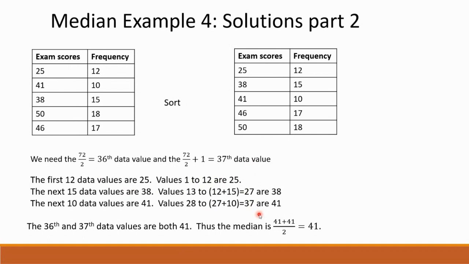The next 10 data values all equal 41. So what is that? That's 28, 29, up to 27 plus 10, which is 37. So those data values all equal 41. Before we would keep going, but here we can just stop because the 36th and 37th data values both equal 41. So the median would technically be the average of them, which is still 41. So that's what we get here.